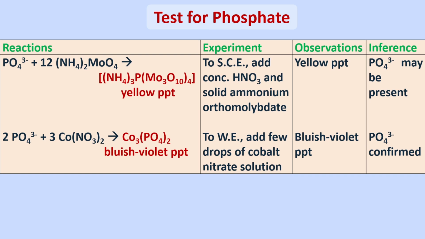Confirmatory test for phosphate. Take a few drops of sodium carbonate extract, add concentrated nitric acid, and then add a pinch of solid ammonium orthomolybdate. The formation of a yellow precipitate of ammonium phosphomolybdate indicates the presence of phosphate ion. For further confirmation, take the water extract in a test tube and add a few drops of cobalt nitrate solution. The formation of a bluish purple precipitate confirms the phosphate ion.